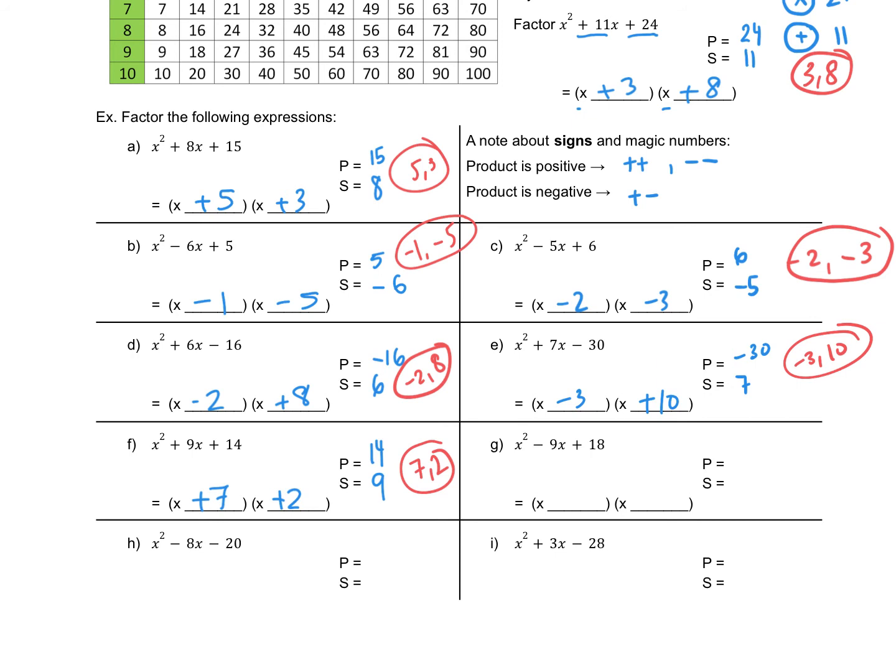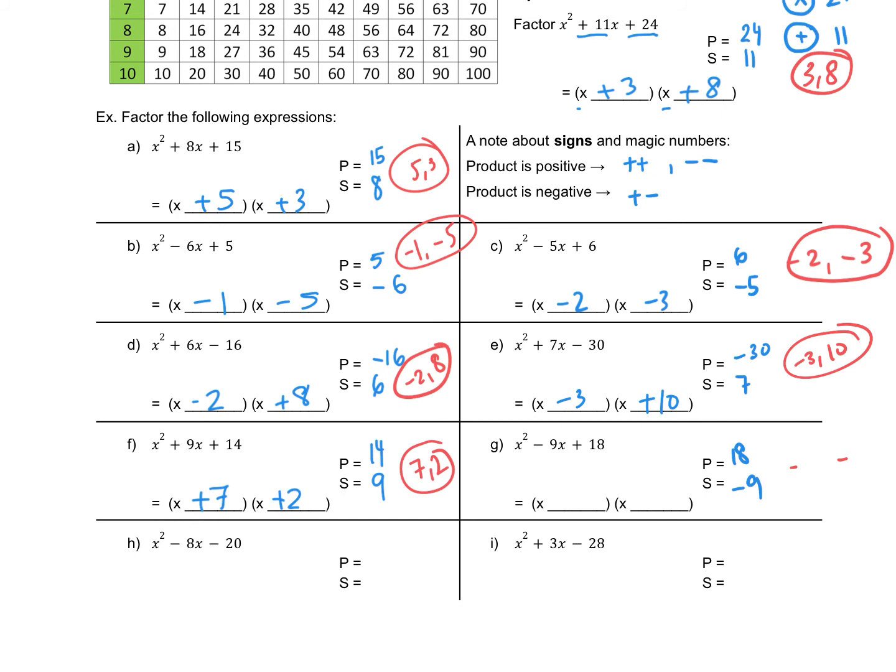All right. For our next one, our product should be 18 and our sum should be negative 9. So again, the product is positive, so they're both positive or both negative, but the sum is negative, so they have to be both negative. Okay, so pause the video, try to find those magic numbers because that is the hardest part, and then come back to check your work.